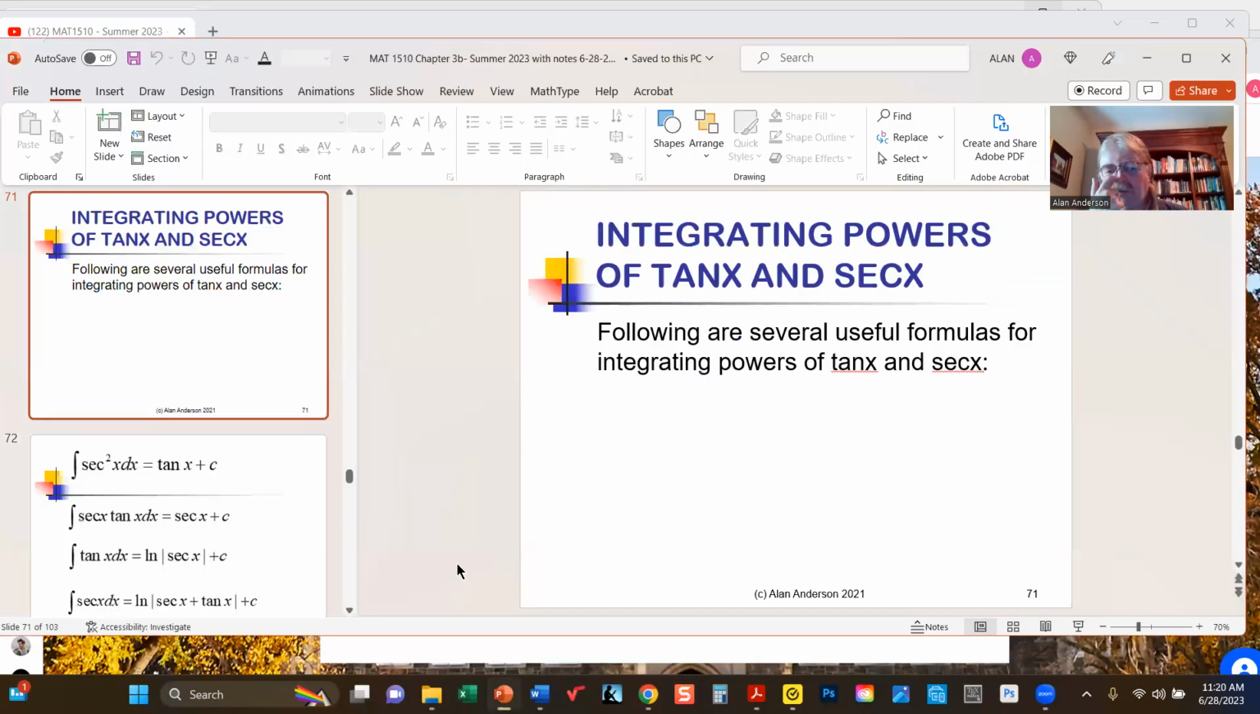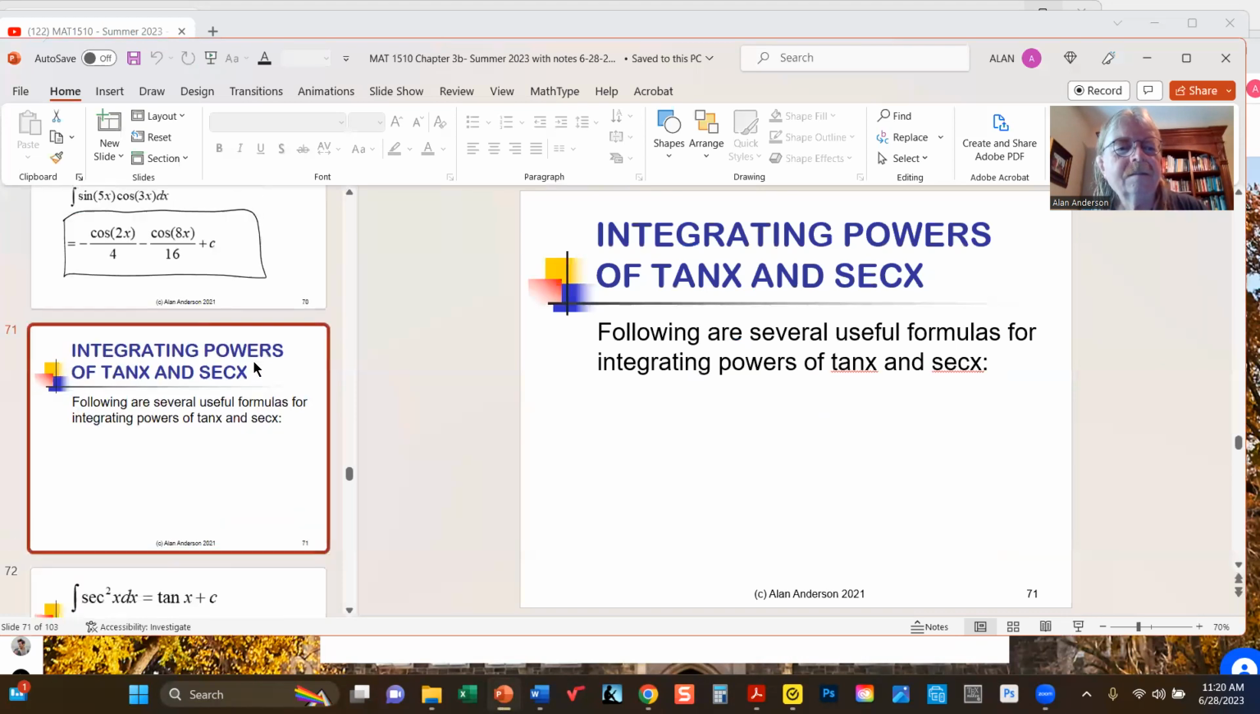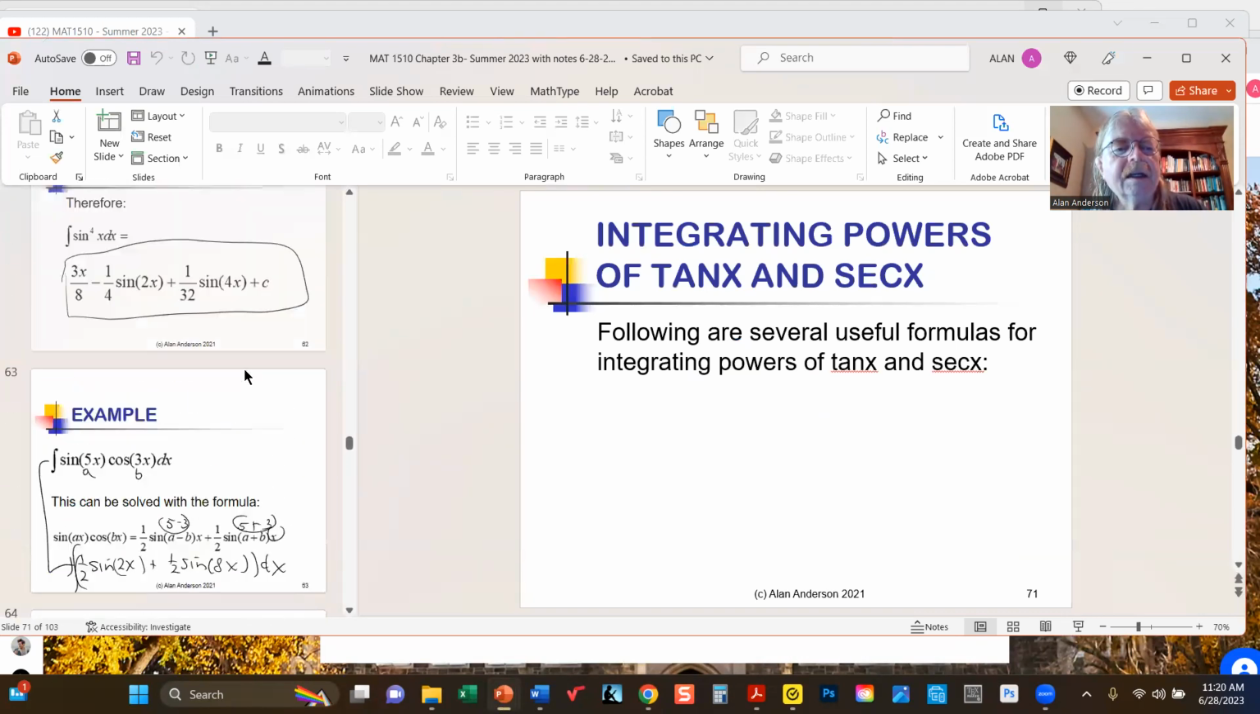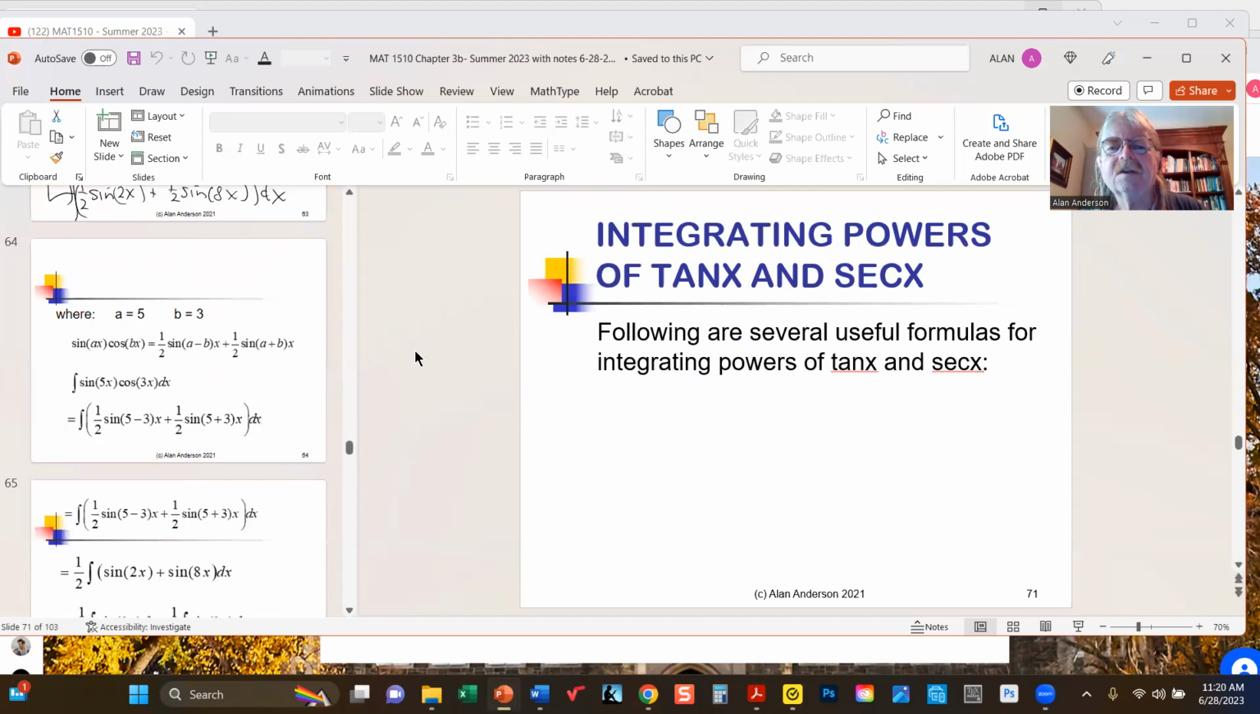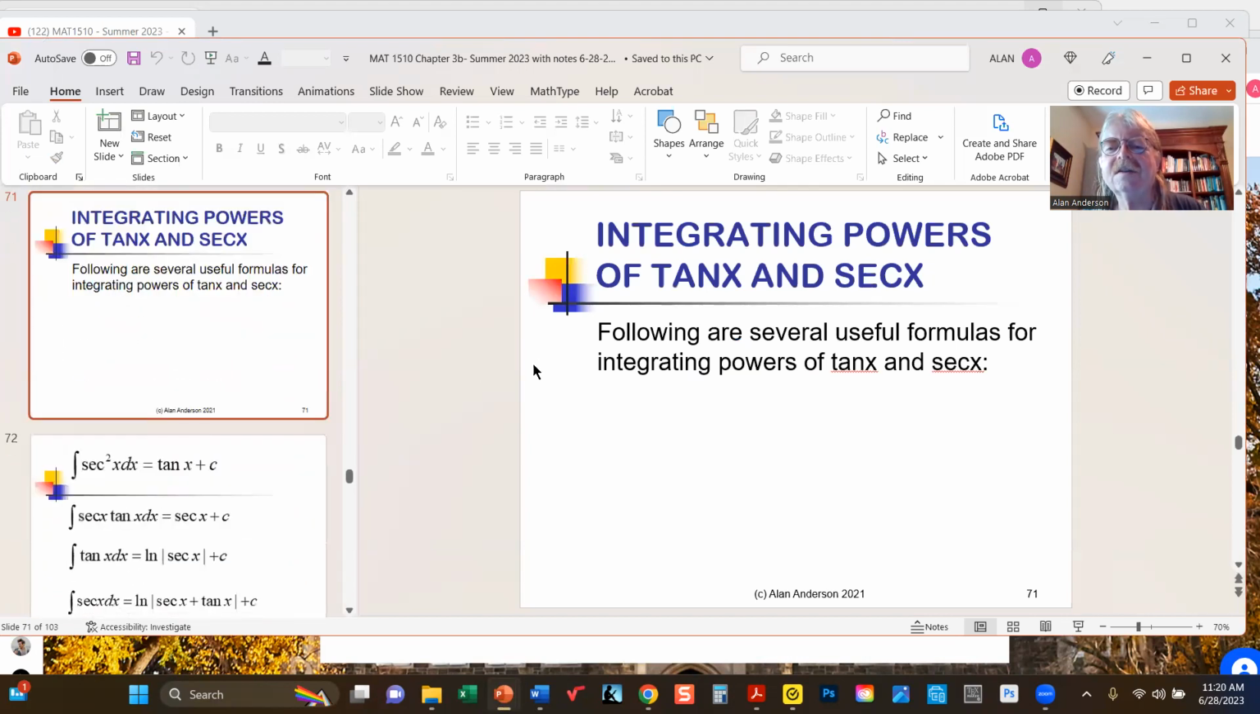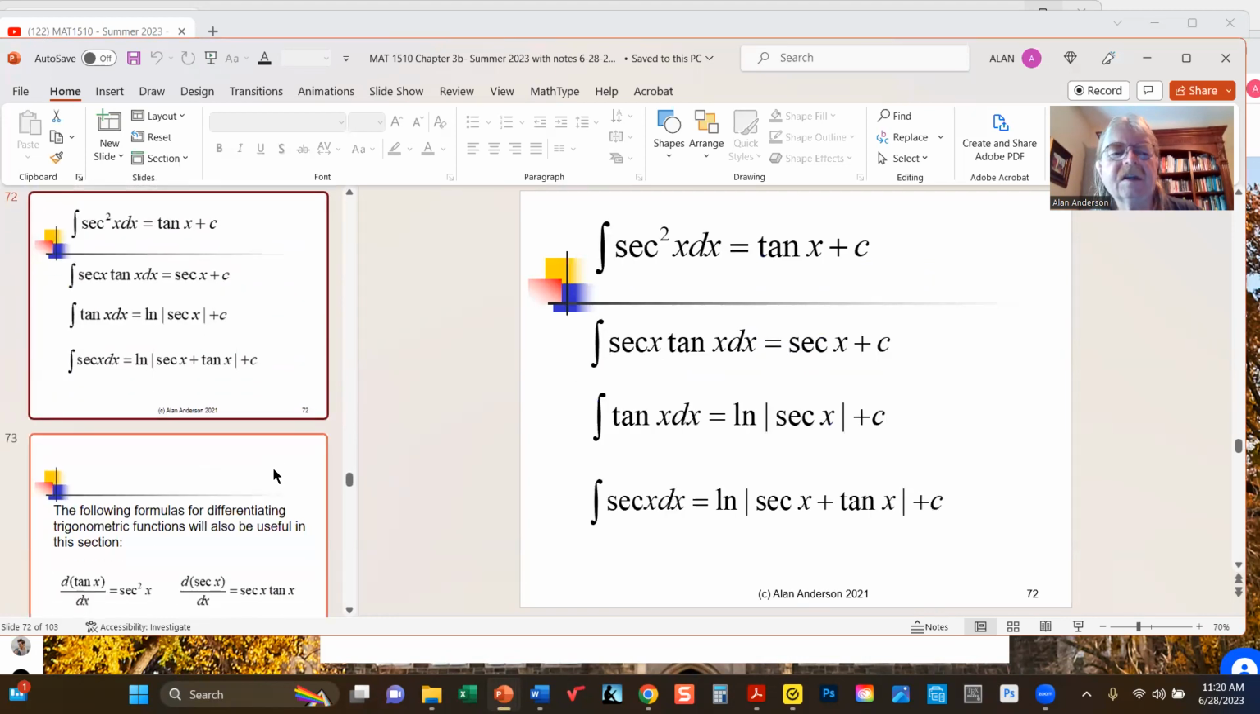All right, so now after all of the work we did yesterday, looking at the integrals of sines and cosines, we're going to switch our attention to tangents and secants. Before we do that, I've gathered up a list of formulas that we will find very useful in this section.